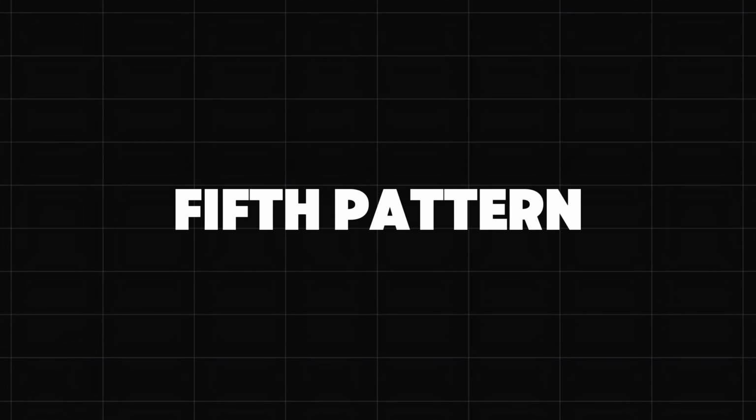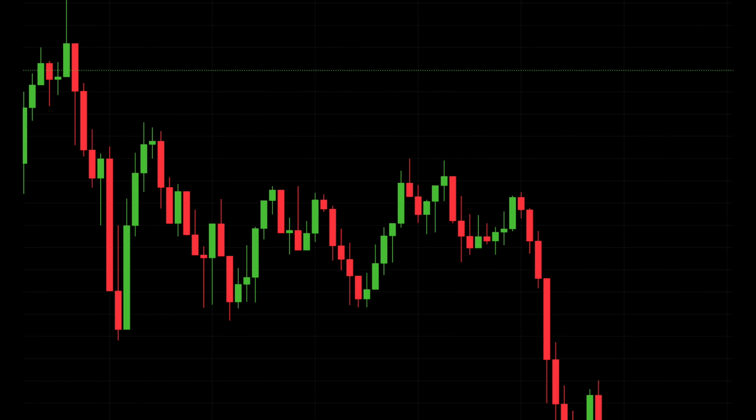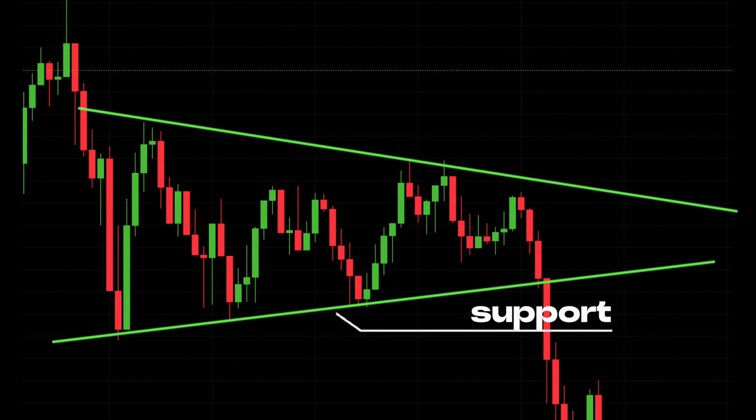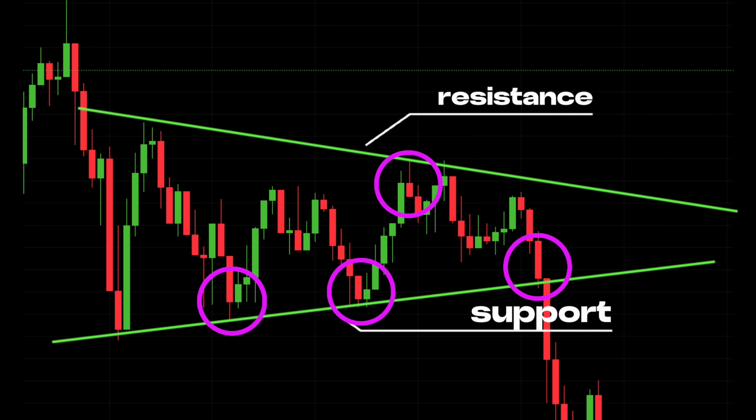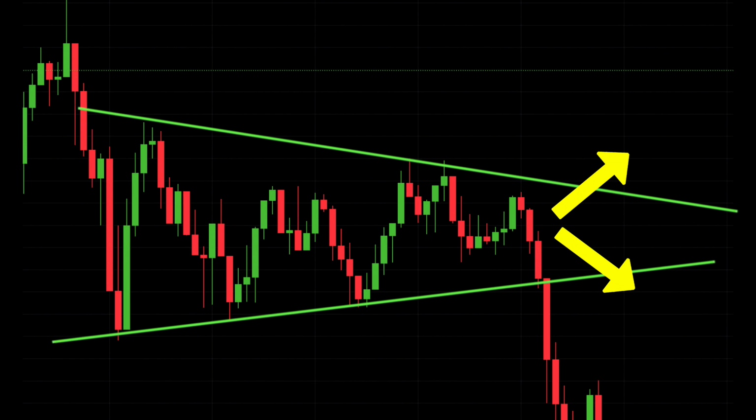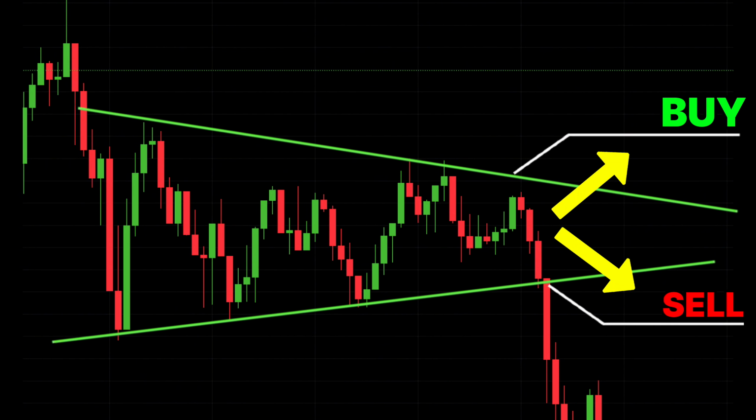The fifth pattern, wedge. It can be formed both at the highs and lows of the price. This trading pattern squeezes the chart between two lines, a support line and a resistance line. Within the lines, the price can go up and down several times. The breakout is considered to be the output of the chart below the support line or above the resistance line. In the first case, it is a sell. In the second case, it is a buy.